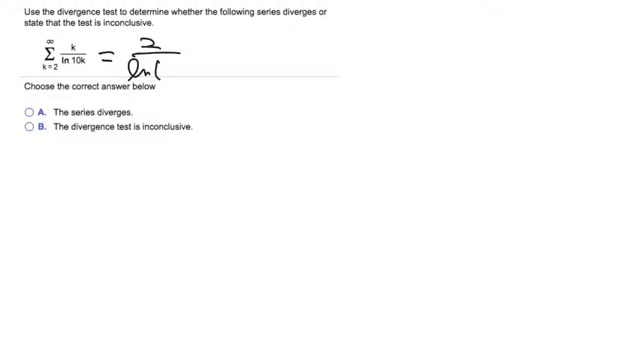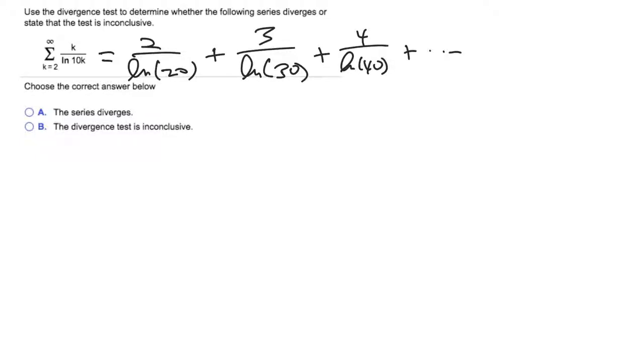So when k is 2, this term will be 2 over log 20. When k is 3, this will be 3 over log 30, then 4 over log 40, and so on. So those are the numbers being added.